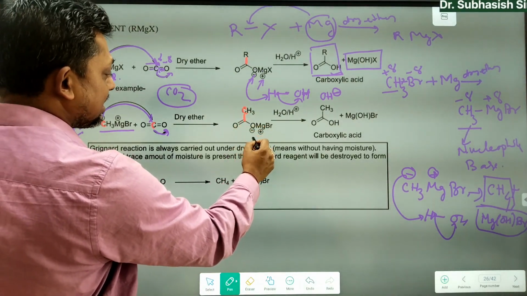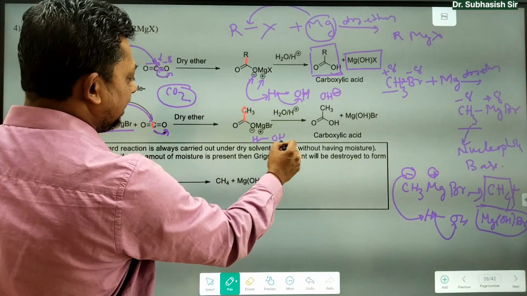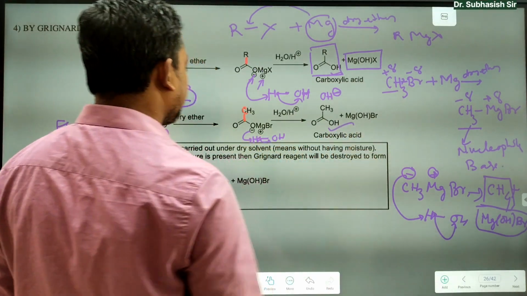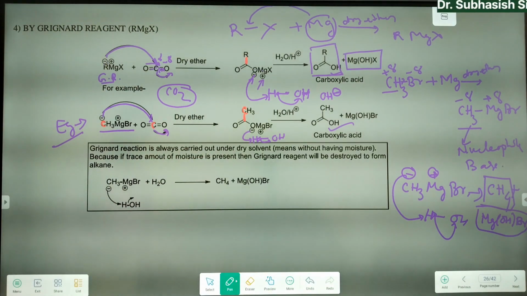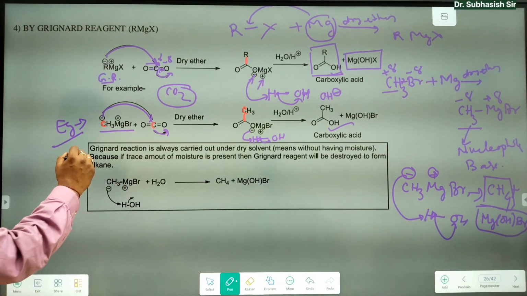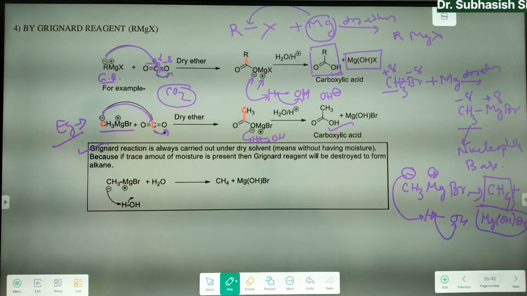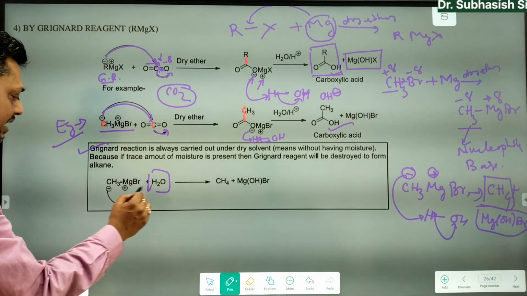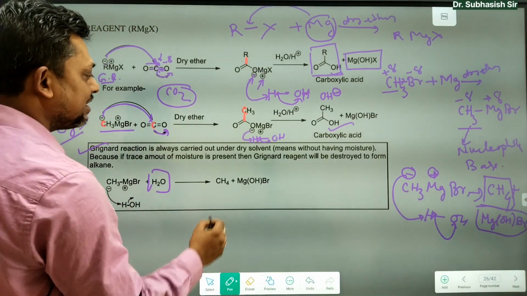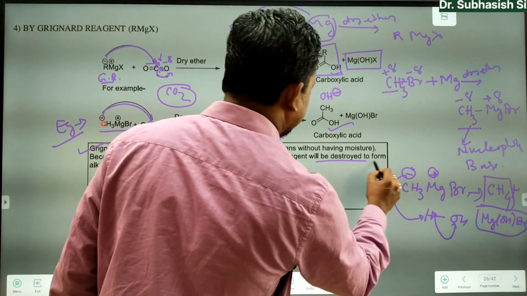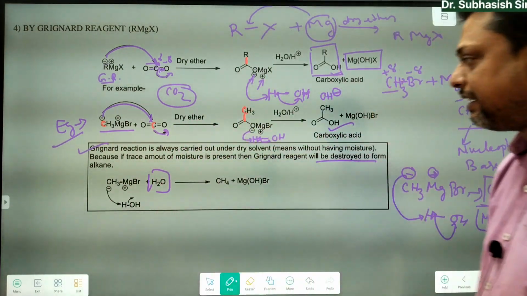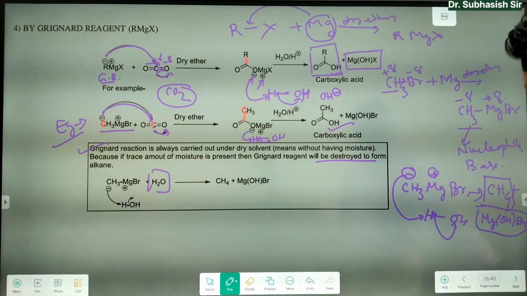And further, this hydrolysis, again I already discussed with you, O negative can take up a proton to form this carboxylic acid. So as I already discussed with you, Grignard reaction is carried out in dry solvent because if any moisture is present, then Grignard reagent will be what? Destroyed, as I have already written here. I have already explained to you. So next I am going to the next slide.